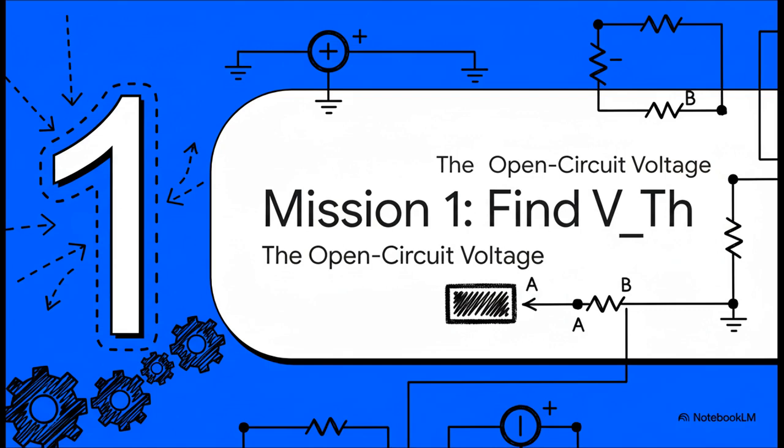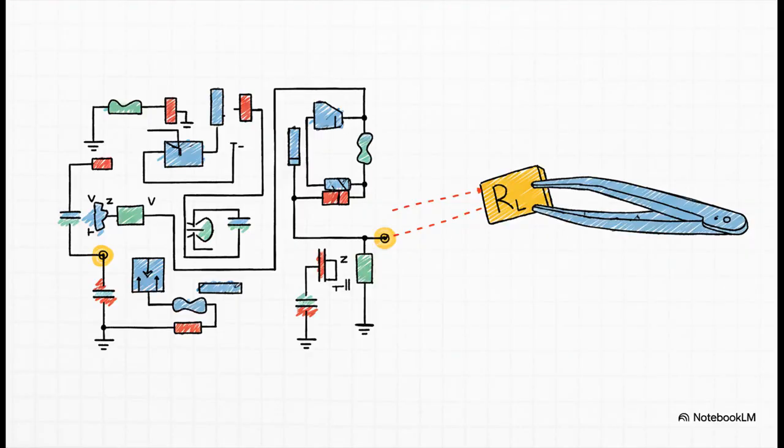Okay, so how do we actually do this? We're going to break it down into two simple missions. Mission number one, find the Thevenin voltage, which we call VThev. This is also known as the open circuit voltage. So to find VThev, the very first thing we do is take out the component we care about. In this case, our load resistor, RL. We just pluck it right out of the circuit. And that leaves us with two open terminals, which is exactly what we need.